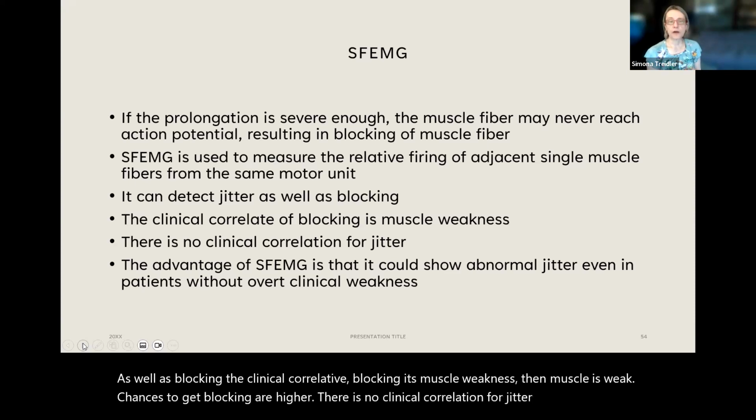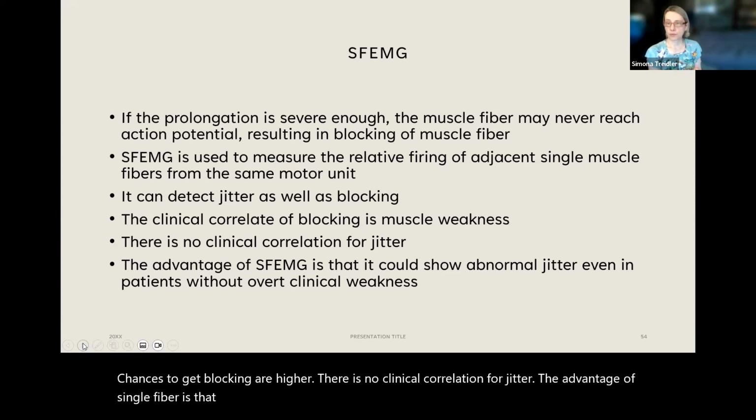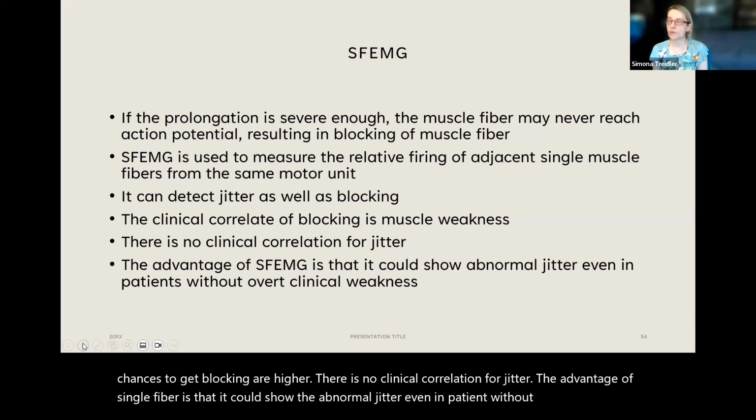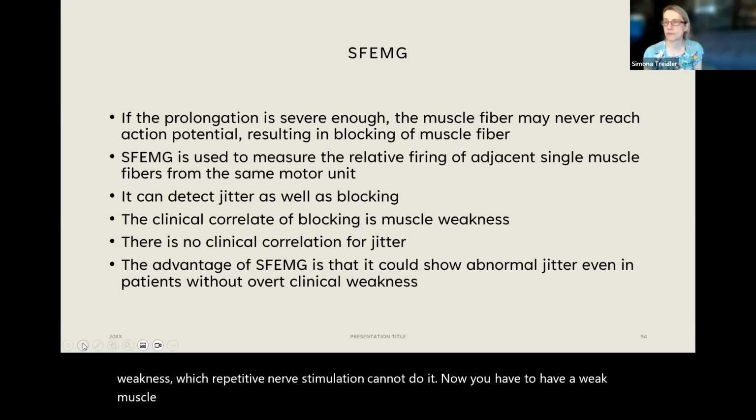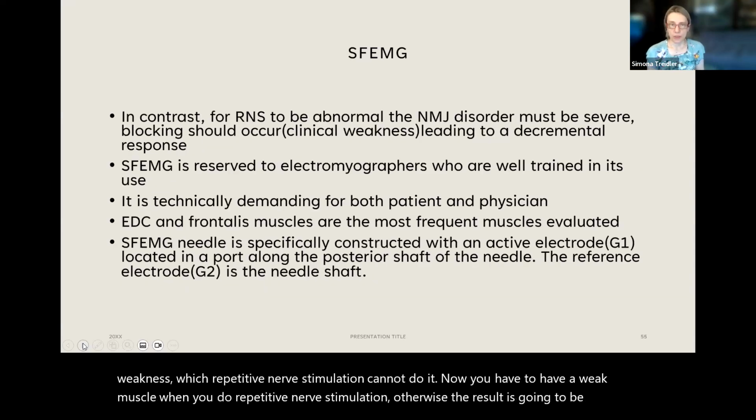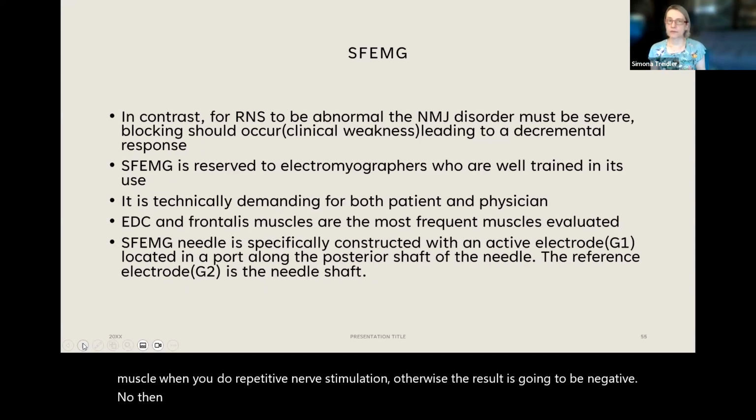The advantage of single fiber is that it could show the abnormal jitter even in patients without overt clinical weakness, which repetitive nerve stimulation cannot do. No, you have to have a weak muscle when you do repetitive nerve stimulation. Otherwise, the result is going to be negative. No? Then single fiber is reserved to electromyographers, which are well trained to do it.